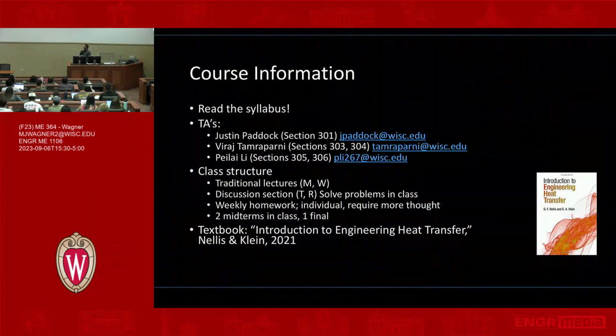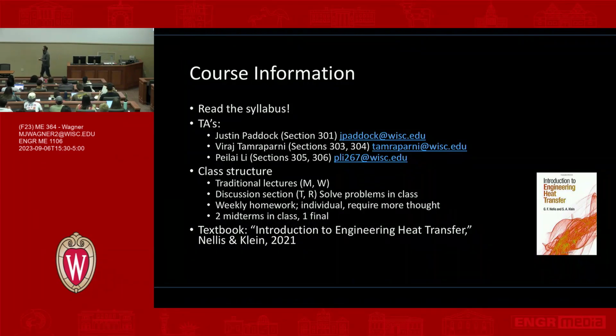So a little bit about the course. Read the syllabus. This is all there, but I'll give you the highlights. There's 3 TAs for the class: Justin, Viraj, and Pele. You probably should have knowledge of who your TA is. But if you don't know your section, you can just look up who your TA is. That's their email address. The first thing you want to do is talk to the TA while you're in class physically. If something comes up, there's some conflict, you can always email them, like you can email me as well.